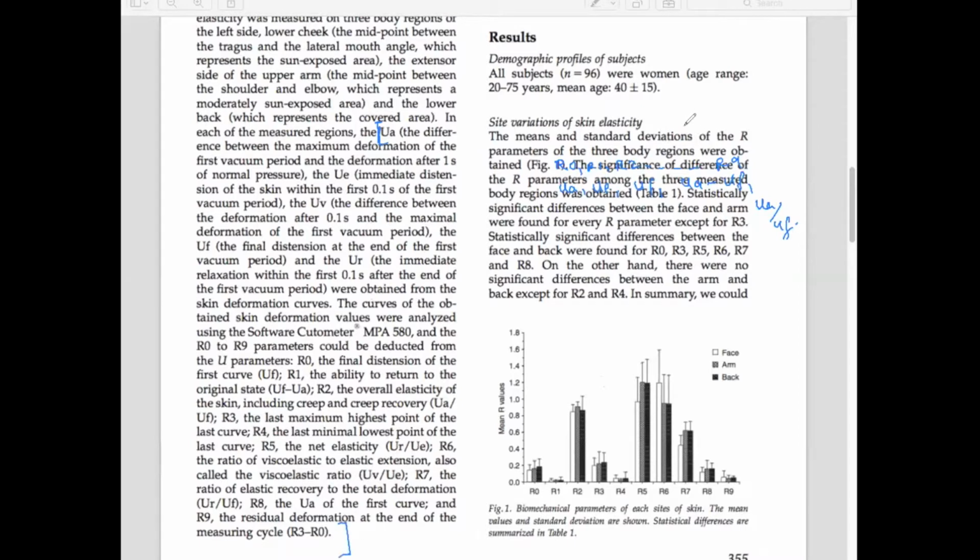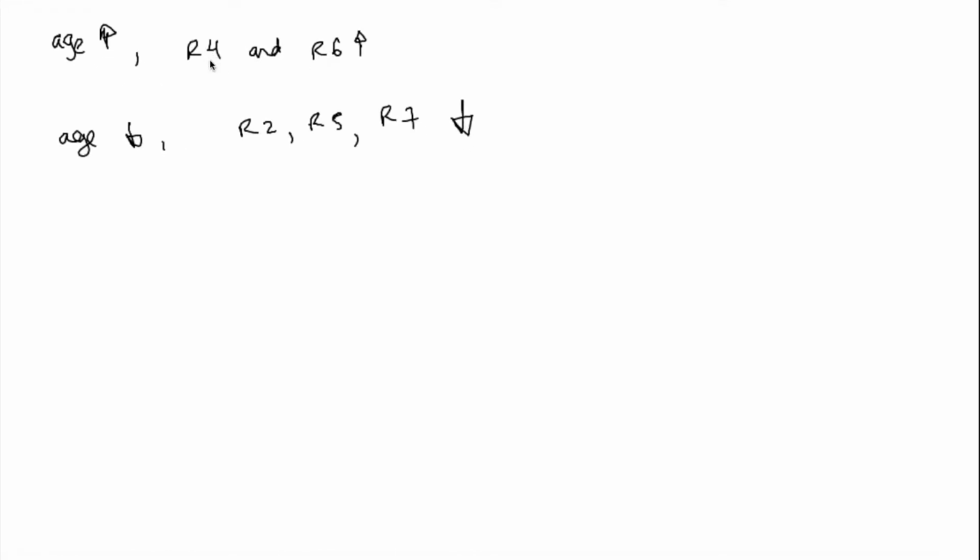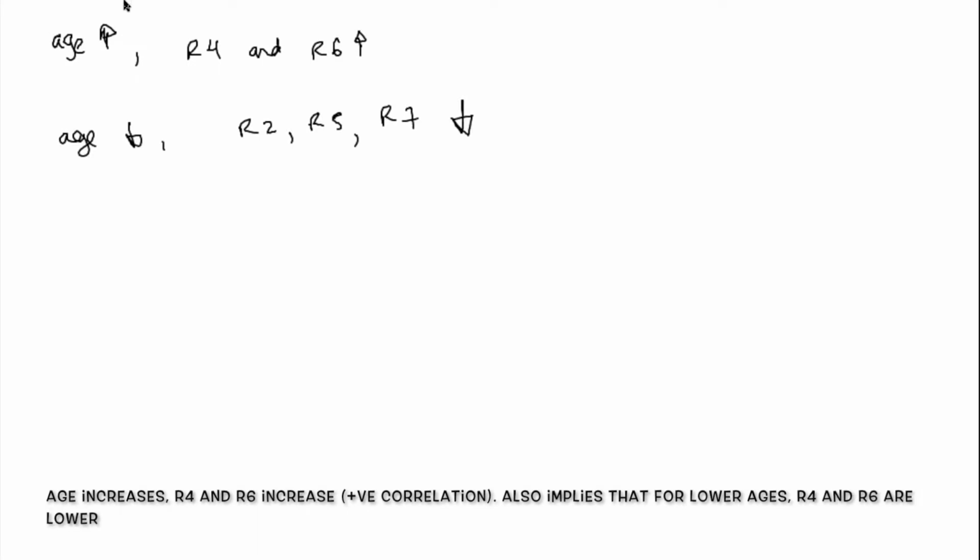So it's basically the same thing. You can look at the equivalence. So in the article, we found that age was positively correlated with R4 and R6. So I can say that when age increases, these two parameters are going to increase as well.